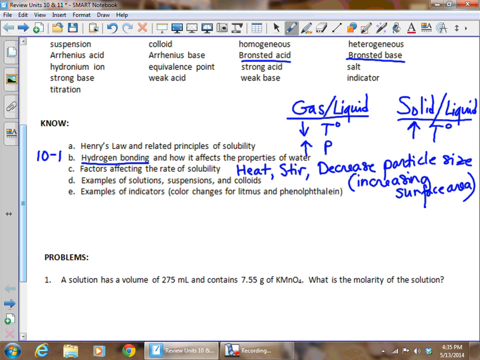Examples of solutions, suspensions, and colloids. There's a whole table on 10-2. Really, seriously, if you know the definitions of solutions and suspensions and colloids, go back over that information. If you know those definitions, then you should be able to come up with whether something's a solution, a suspension, or a colloid. There's a table on 10-2 that has a lot of those examples, so make sure you go over that.